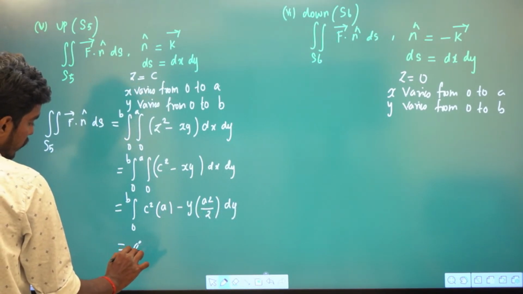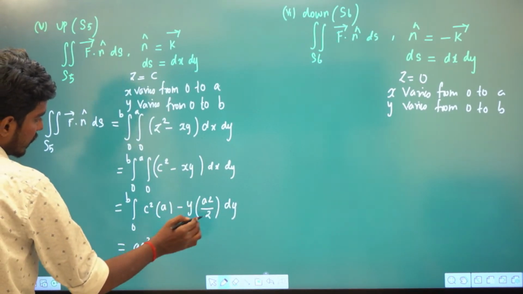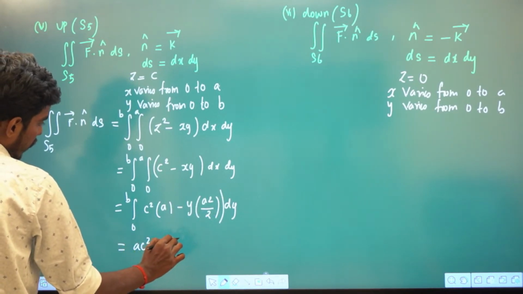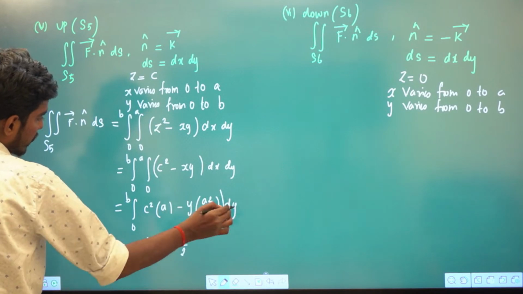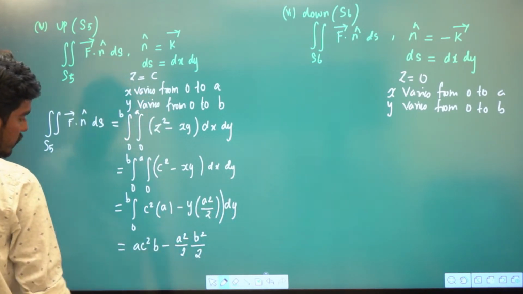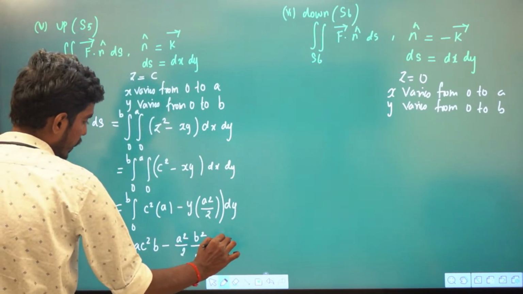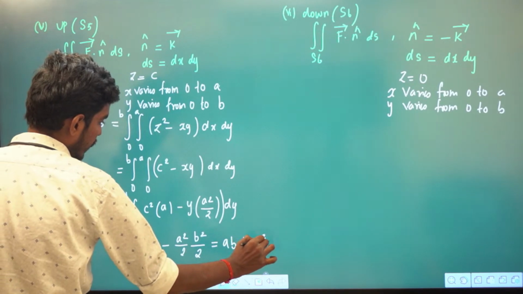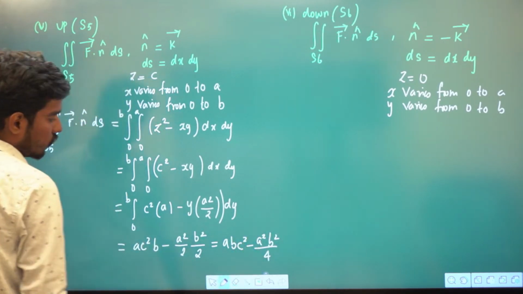Now integrate with respect to y. So a c square is constant. Integration of dy is y, upper limit is b. And here we have a square by 2. So integration of y dy is y square by 2, so we will have b square by 2. So this is nothing but ab c square minus a square b square by 4.